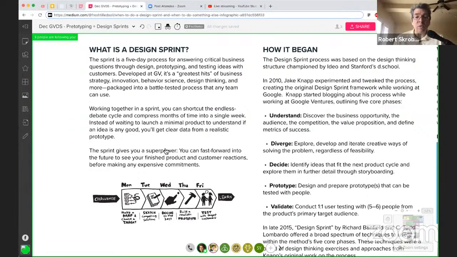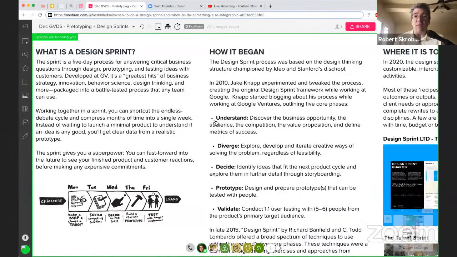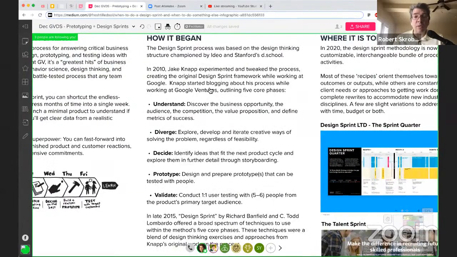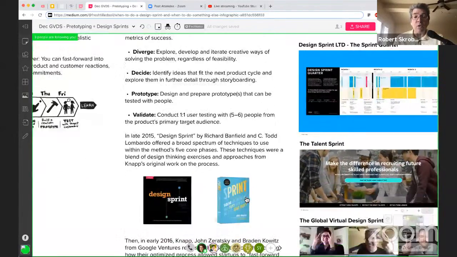So this came around, I think, around 2010, around the same time as prototyping was first batted around within Google. And then Jake just evolved it from there. Originally, like I said, he tweaked the process, creating the framework while he was at Google, blogged about the process a few times while he was at GV, Google Ventures, and outlined the 5 phases of what that was. And then there were 2 books that came out.